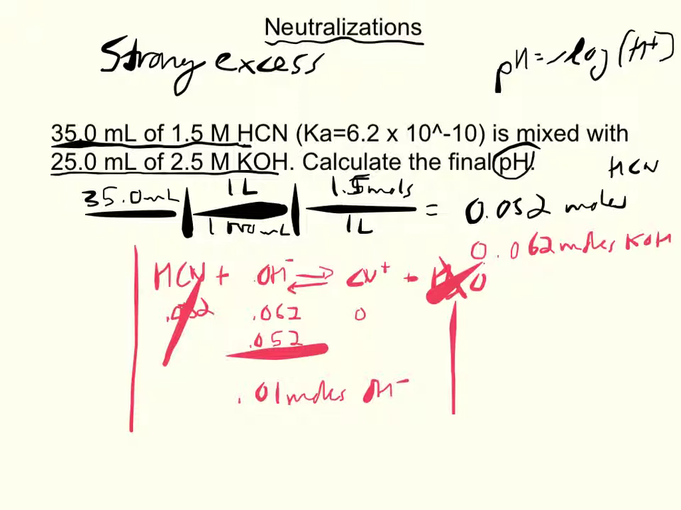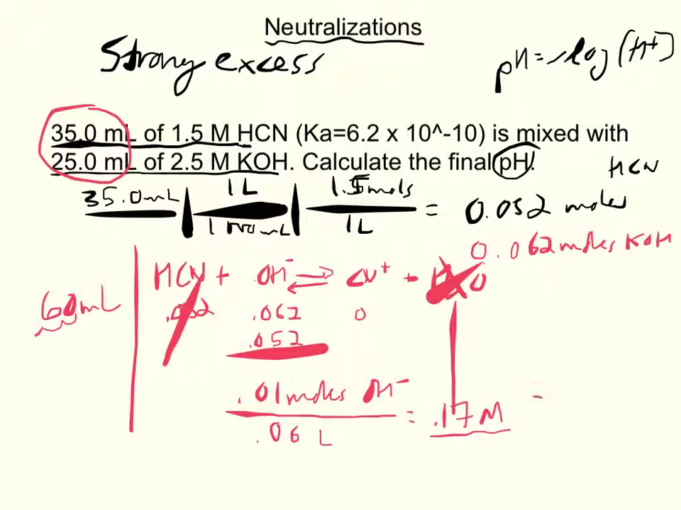Okay? Well, to figure out the concentration, we have to divide that by the volume, because molarity is moles per liter. Well, we have 35 plus 25, which is 60 milliliters. Convert that to liters, move the decimal over 3 times, so 0.06 liters. So the molarity is 0.17 molar of OH minus. So now from here, I want you to be able to figure out what the pH is. Go ahead and try to figure out what the pH is. Pause the video, and then come back in a second to finish it.